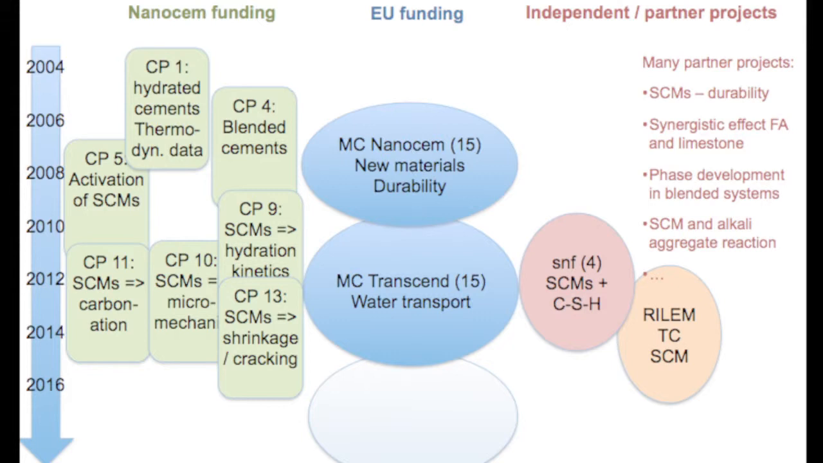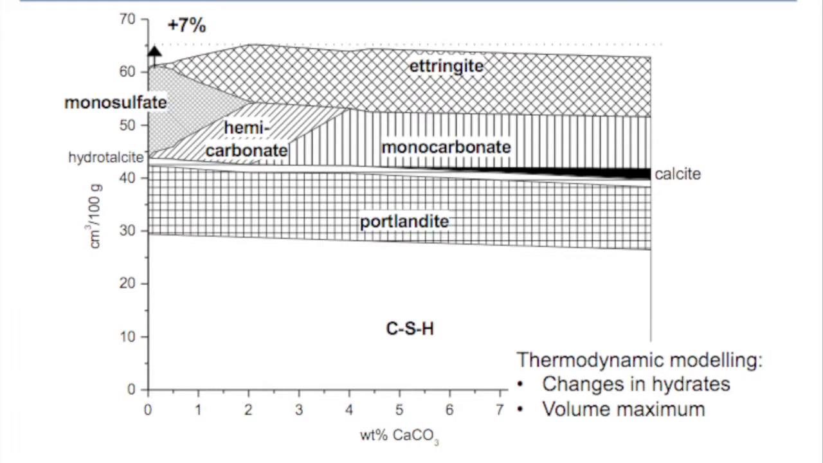I will start with a very simple example, the example of limestone, which you have already seen today from Thomas. This is a thermodynamic calculation, where we investigate what happens if we replace between 0 and 10% of the Portland cement by limestone. And the interesting point is up here, where thermodynamic modeling predicts we have a maximum.